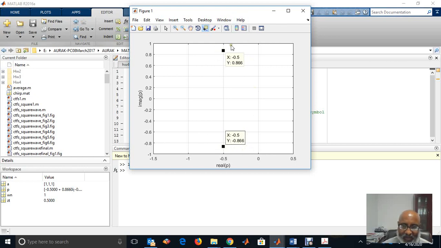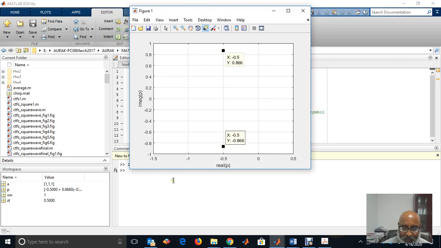Okay? So P1 is minus 0.5 plus j 0.866, and P2 is minus 0.5 minus j 0.866. If you see here the y-axis, if you go left here, you can locate 0.866 for the y-axis, and minus 0.866, and the x-axis is a vertical line here at minus 0.5. Okay, this is a figure. So you will plot for different zetas according to the questions and the lab report submission.